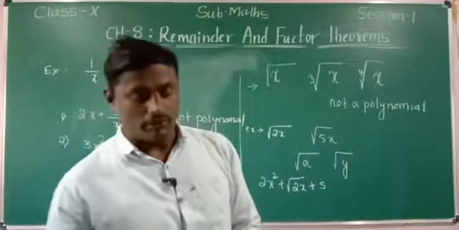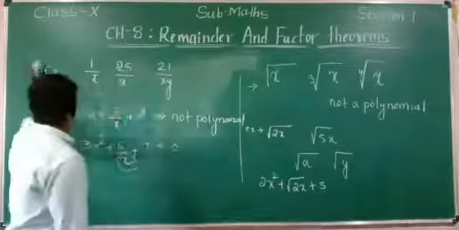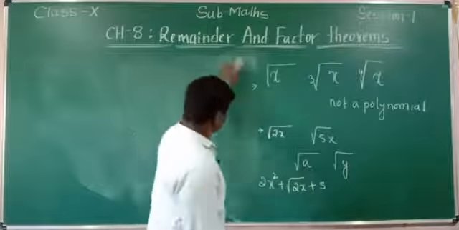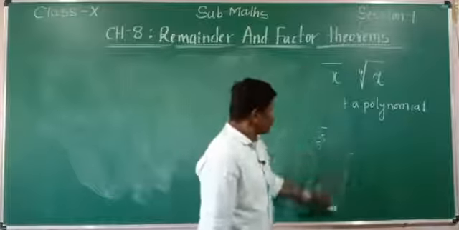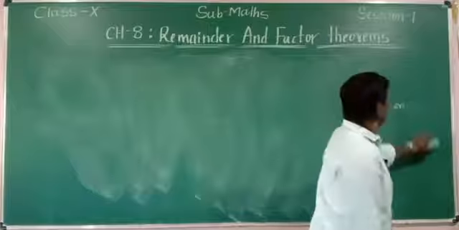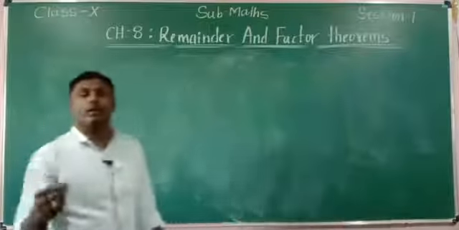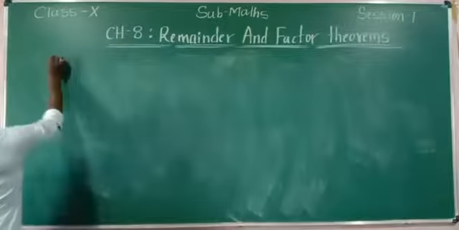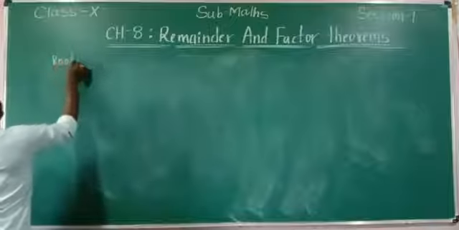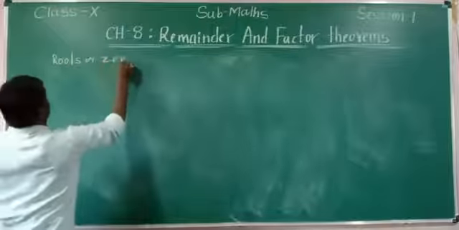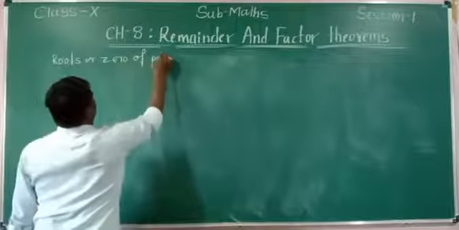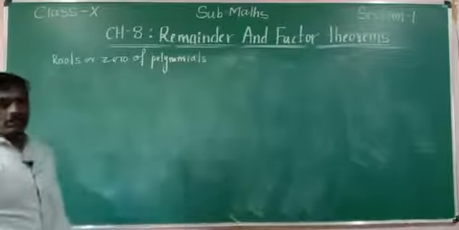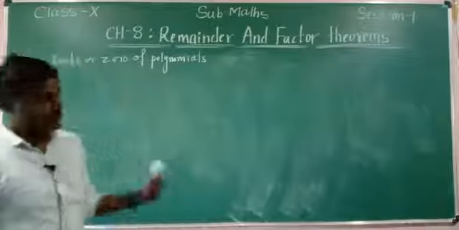Okay. Next one, zeros or roots of polynomials. Already the polynomials, the expressions, are denoted by the symbol p of x or g of x or f of x, right? So roots are zeros of polynomials. Roots are zeros of the polynomials.